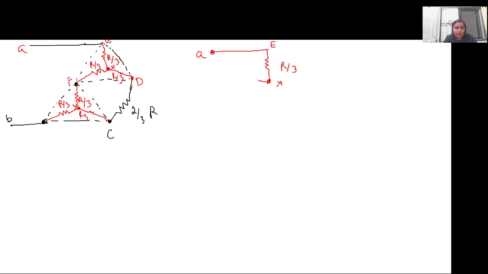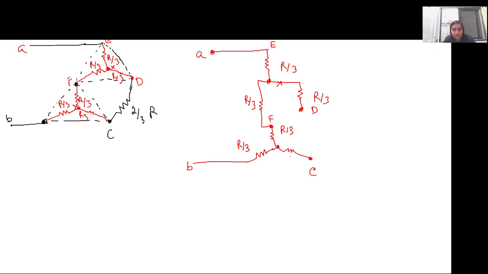Then between X and F there is a resistance R by 3 connected. Now between the node X and D, R by 3 is connected. Now let's draw the rest of the nodes. Between B and Y, there is R by 3 connected. So this is Y. Between Y and F, R by 3 is connected. Between Y and C, R by 3 is connected, and between C and D, 2R by 3 is connected.